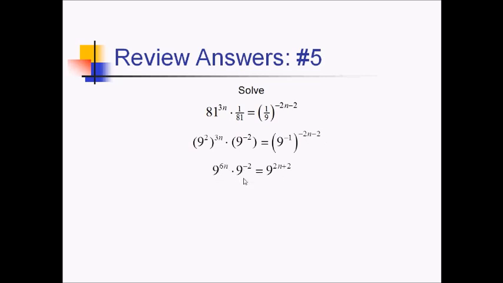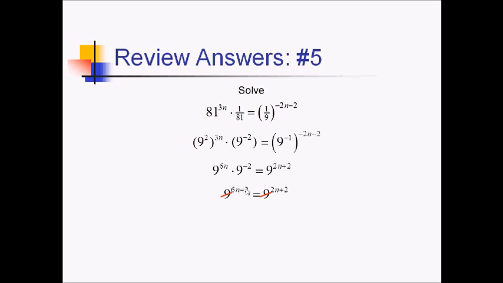And we still have two 9s over on the left side. We're going to combine these now. When I multiply bases together, I add the exponents. So this is really just 9 to the 6n minus 2, or plus negative 2. Now that I have 9 to the something on each side, I can cancel those 9s and just set the exponents equal to each other.